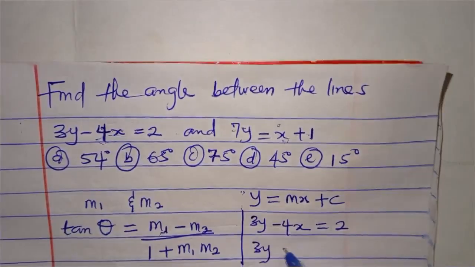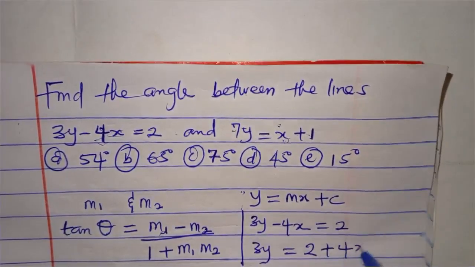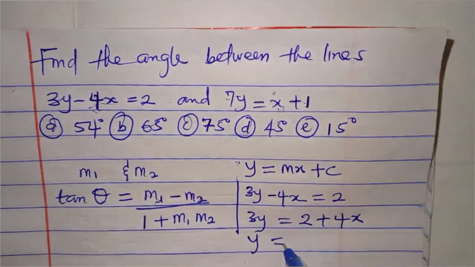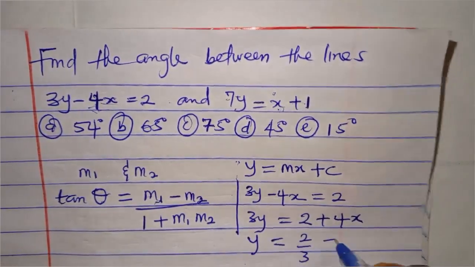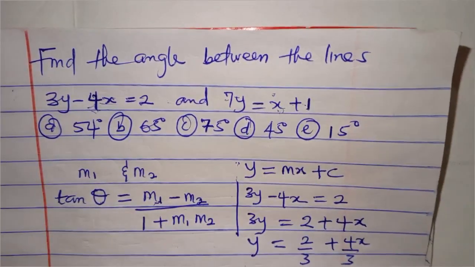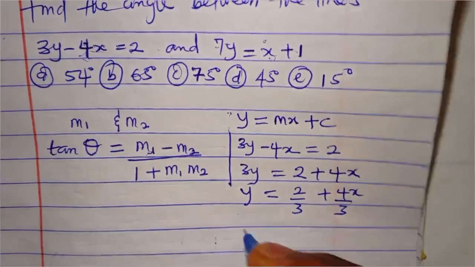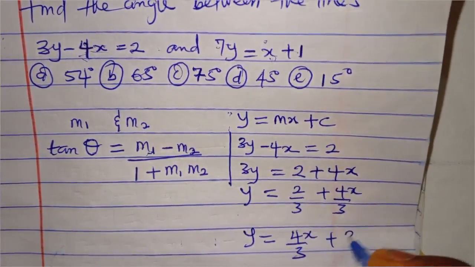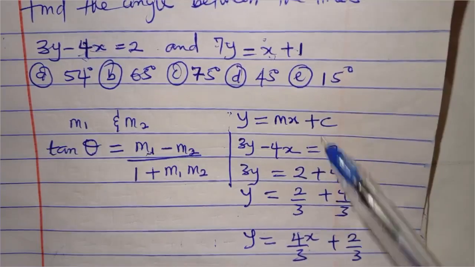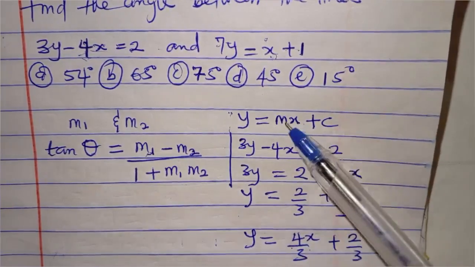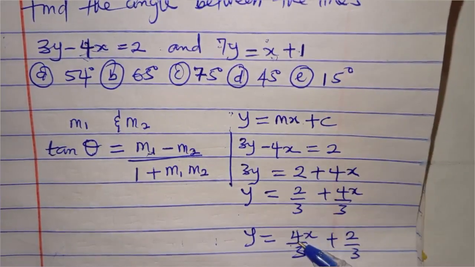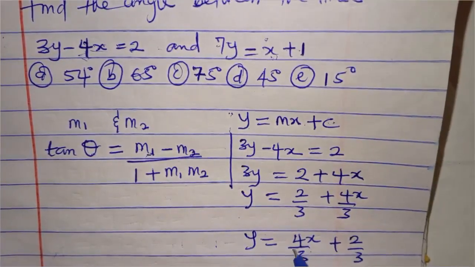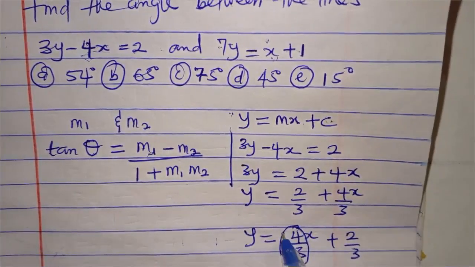So 3y is equal to 2 plus 4x, all right? If we divide both sides by 3, y is equal to 2 over 3 plus 4x all over 3. It's the same thing as saying y equal to 4x over 3 plus 2 over 3. So comparing these two equations, you can see that m is equal to 4 over 3, right? And the y-intercept is 2 over 3. So m1 is 4 over 3. This is m1.